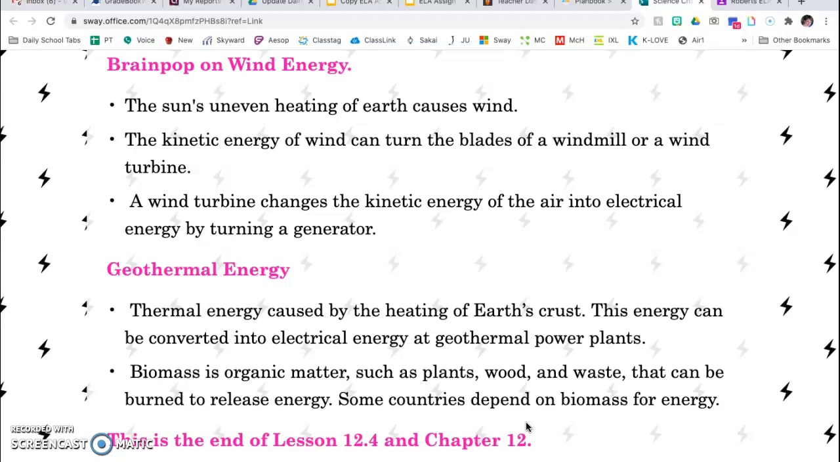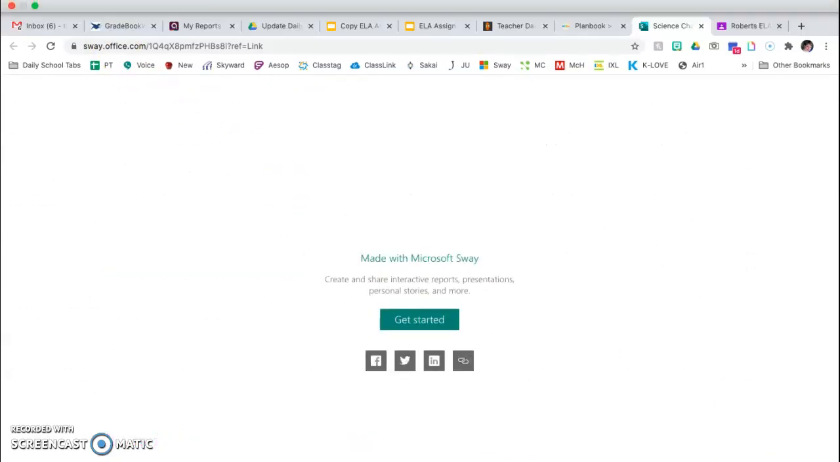Okay, this is the end of Lesson 12.4, and it is also the end of Chapter 12.